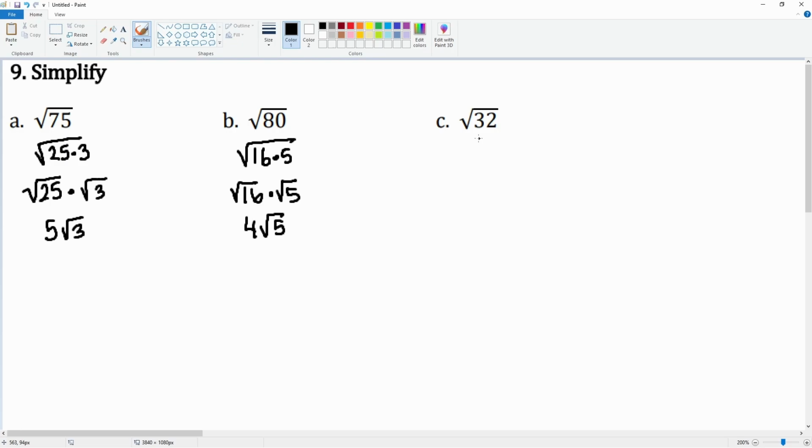Next, we have the square root of 32. 32 can be broken down into 16 times 2. Okay, we can now put them into their own individual radical. Radical 16 times radical 2. Radical 16 breaks down to just the number 4. Nothing happens to that radical 2. That would be the final answer for radical 2.